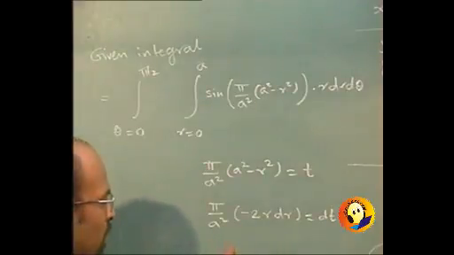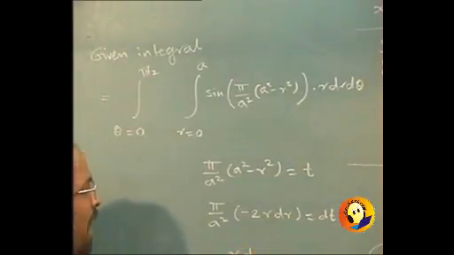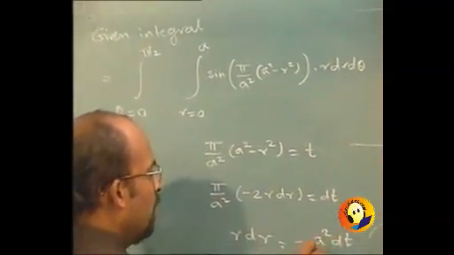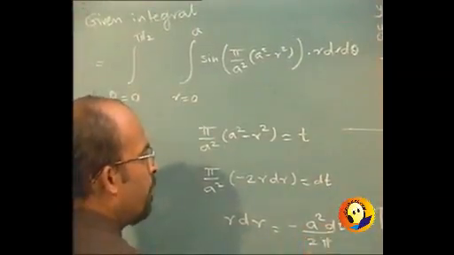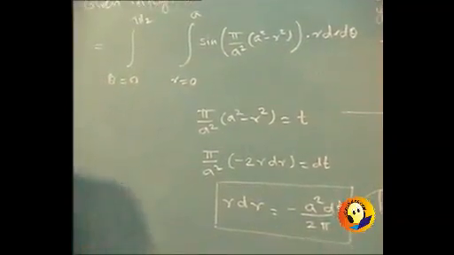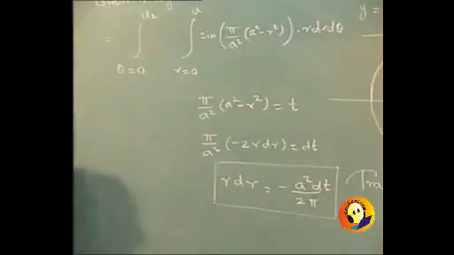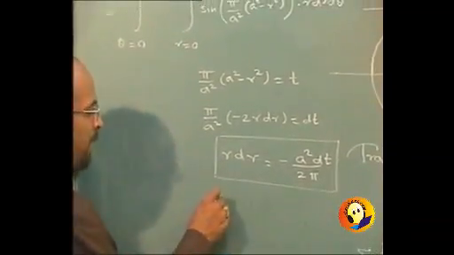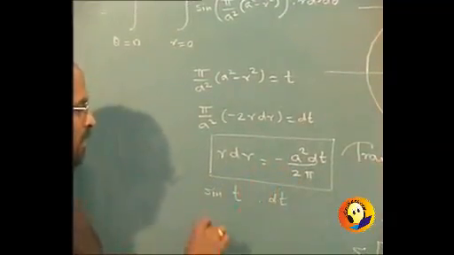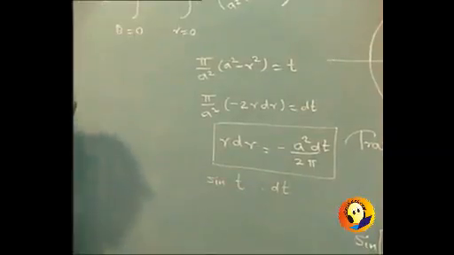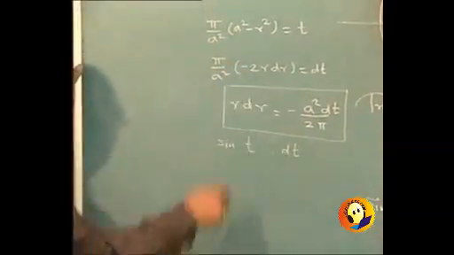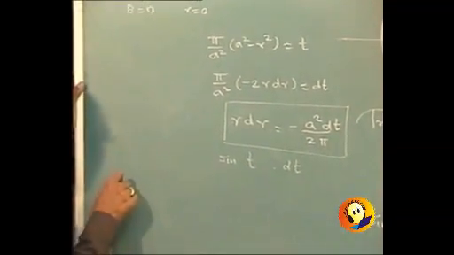Out of this whole thing, we already have r dr, and so r dr can be written as minus a square dt upon 2 pi. With this substitution, I am not going to find the limits, because now this will turn out to be, in my mind, something like sine of t into dt type of format, which can be integrated to minus cos t. At this level, we need not show each and every substitution. This is the thing which we will be carrying out in our mind and rewrite the given integral.